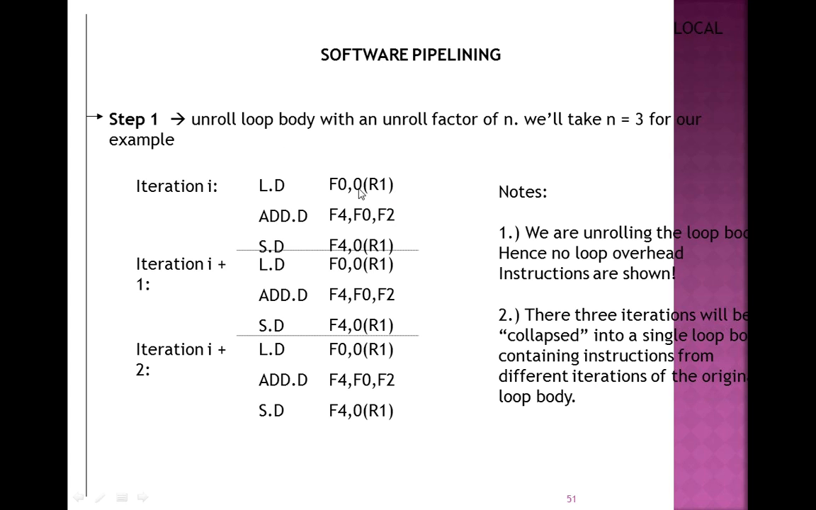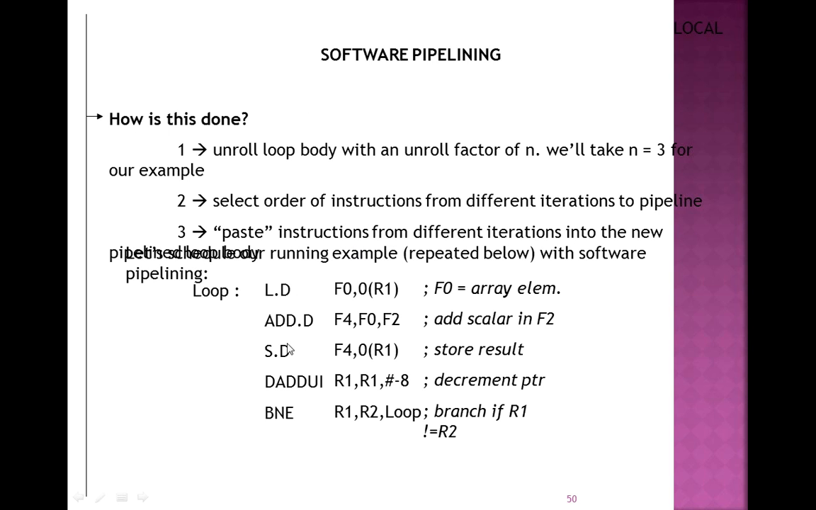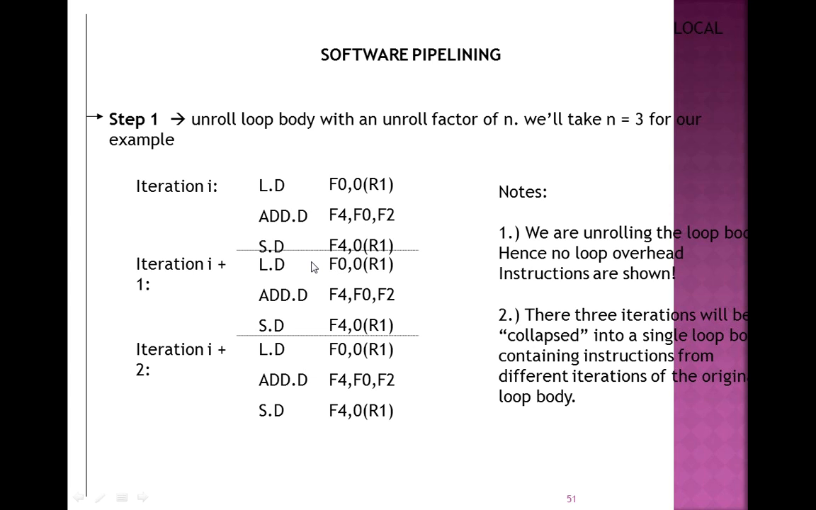So this is LD F0, 0(R1), ADD F4, F0, F2, then there is an SD. This is your first iteration. Then again i plus 1: LD F0, 0(R1), again same values, ADD F4, F0, F2, SD F4, 0(R1). Then the next iteration is i plus 2, taking the LD as F0, then the addition operation, then SD F4, 0(R1). So there are three iterations, as we have taken the unroll factor as 3, so n equals 3 for this example only.